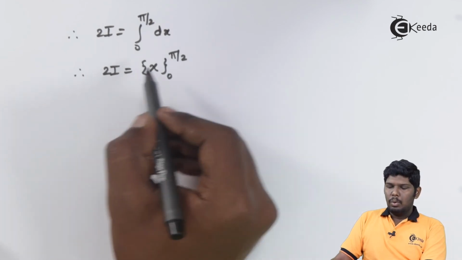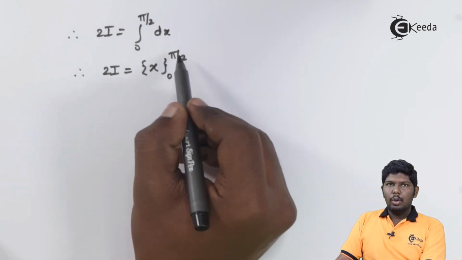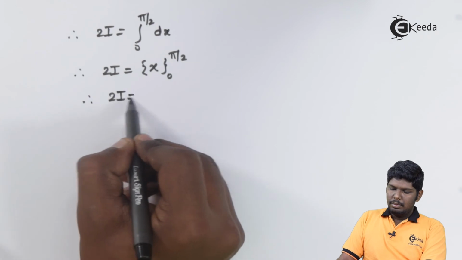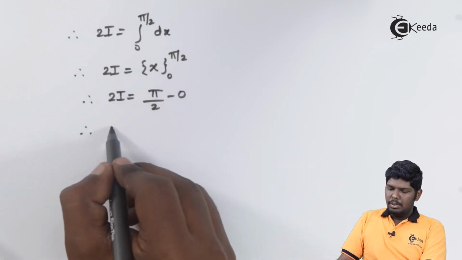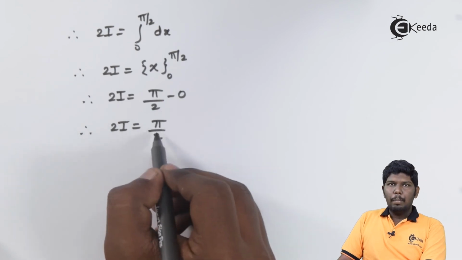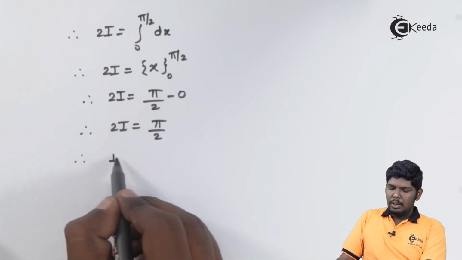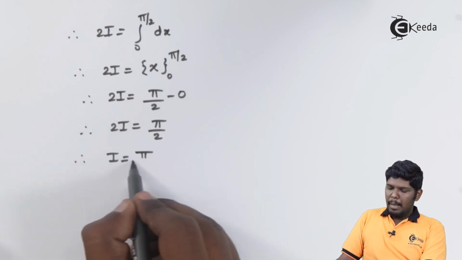Therefore, 2I is equal to x within limits 0 to pi by 2. Therefore, 2I is pi by 2 minus 0, which will give you pi by 2. And final answer of I will be pi by 4.